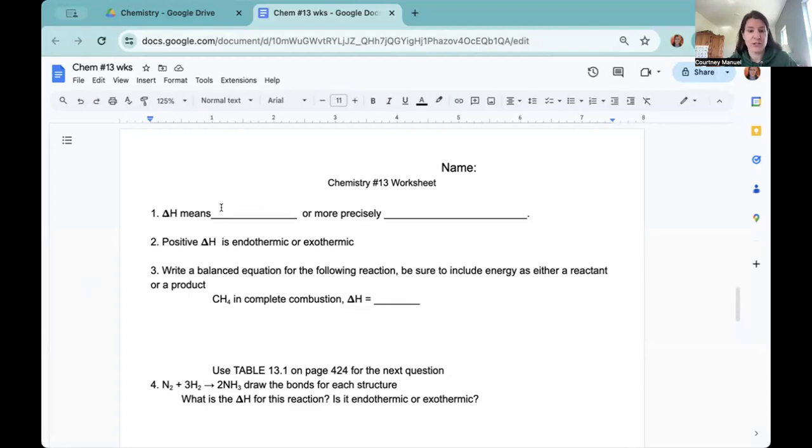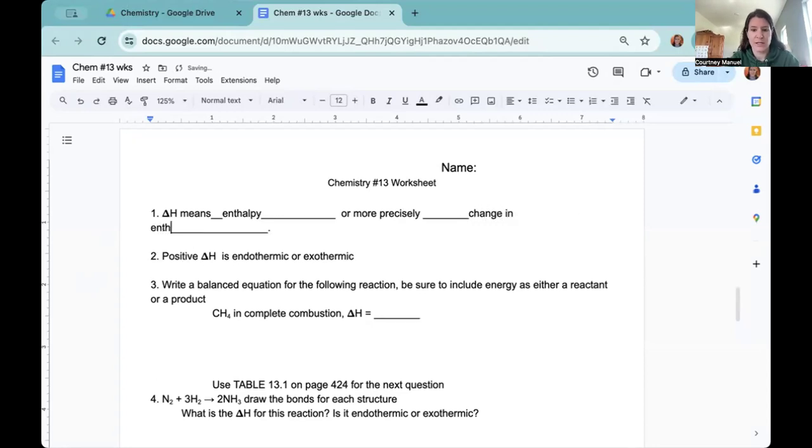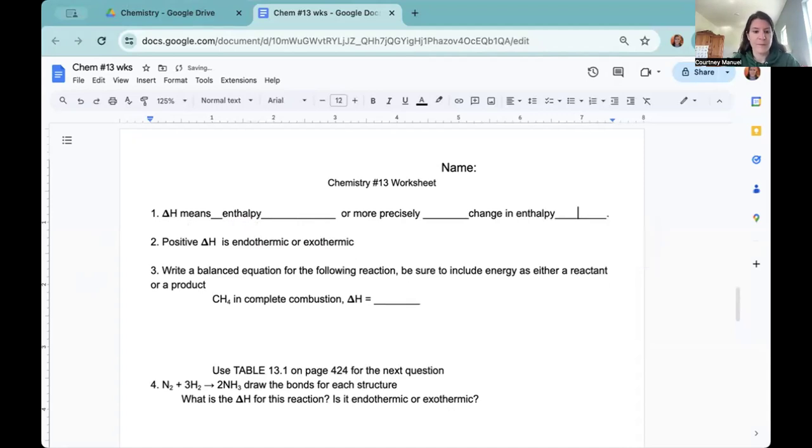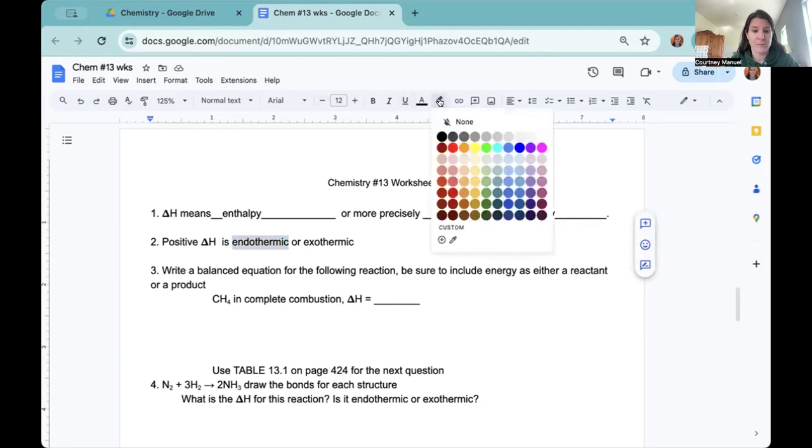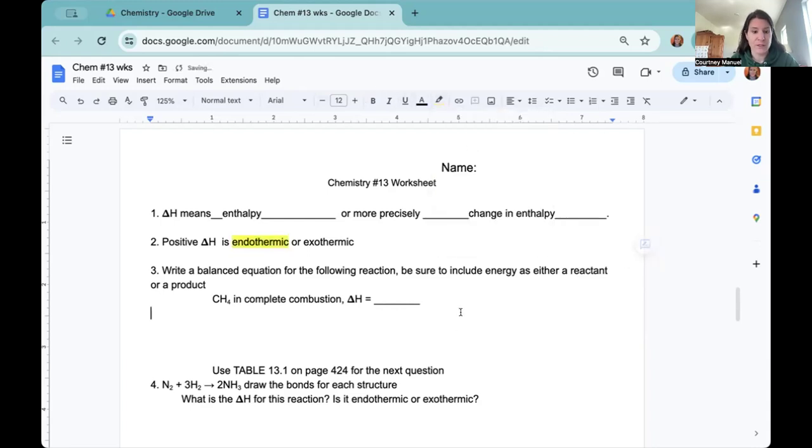So this delta H means enthalpy. And more precisely, it means change in enthalpy. There we go. So a positive enthalpy means it's endothermic. Just going to cruise through.